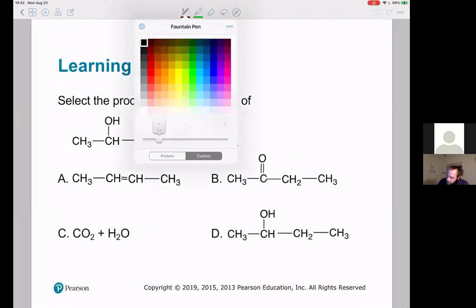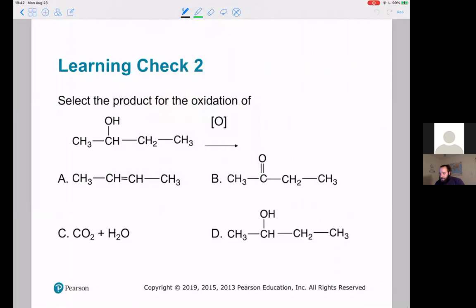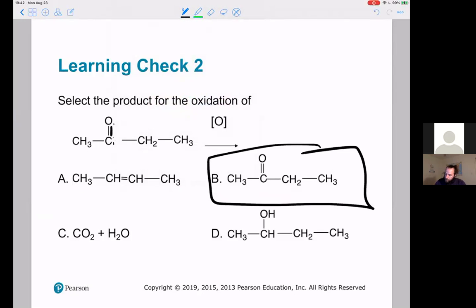Okay, so now let's do some practice. Oxidation of this particular alcohol, what's the product going to be? All right, so first of all, notice that this is a secondary alcohol. When I'm oxidizing, the way you can think about it is to get rid of a hydrogen here, get rid of a hydrogen here, and form a carbon-oxygen double bond. So B would be the correct answer here.